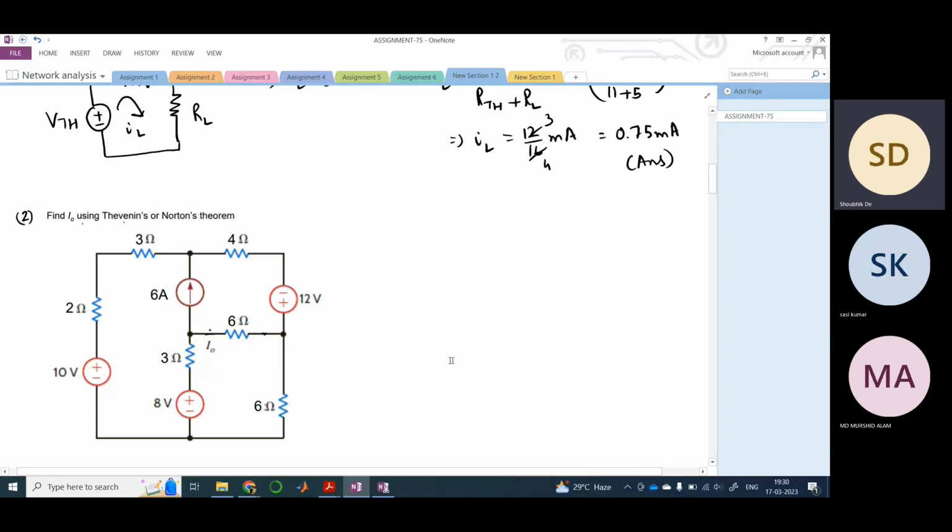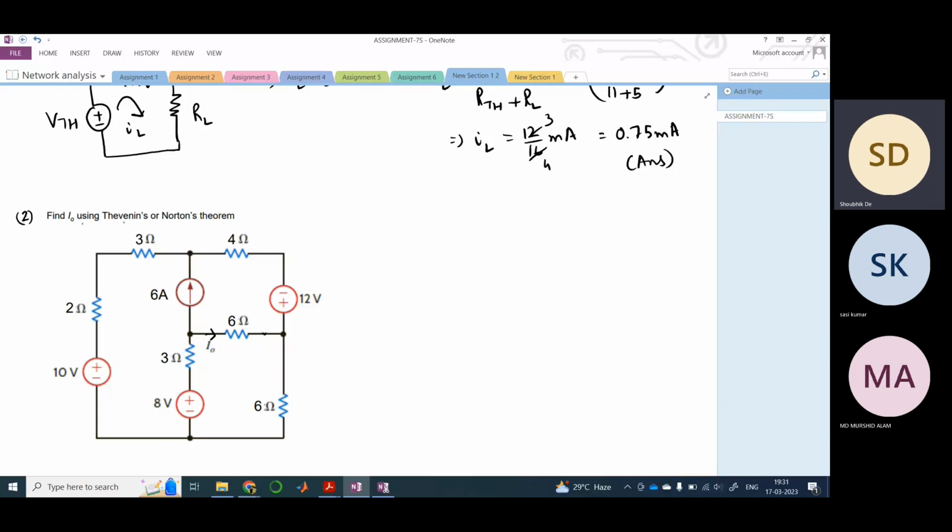Here, you can easily solve this problem. Let's say the direction of I0 is this direction, from left to right across this 6 ohm resistor. You can easily solve the problem using KVL. You have three meshes, but you have so many voltage sources and three equations. This will make the circuit more complex, where your Thevenin's theorem will come much more handy. You will be able to solve the problem more quickly.